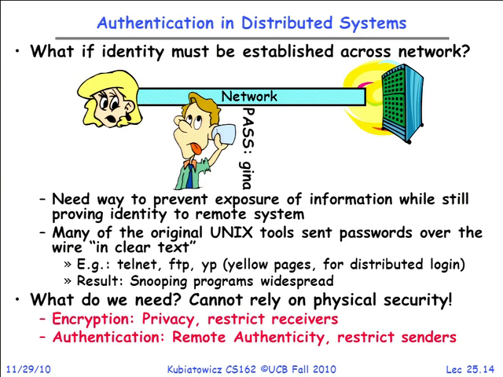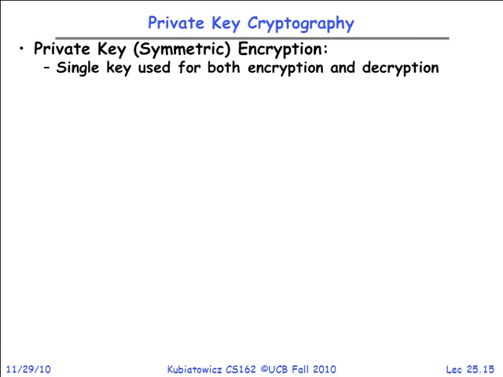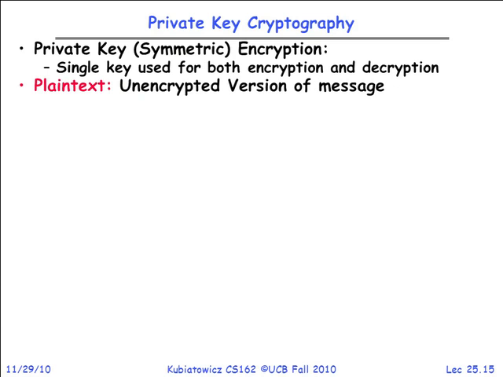Now, let's start with the first idea. Private key cryptography is certainly the simplest thing we can do. It's often called symmetric encryption. The idea is there's a single key on both sides of the communication, and it's used both for encryption and decryption. Now, what's encryption? Encryption is a process of taking some clear text and turning it into more obscure ciphertext that can't be broken by somebody. Some terminology: plain text is the original message unencrypted. Ciphertext is the encrypted version of the message.